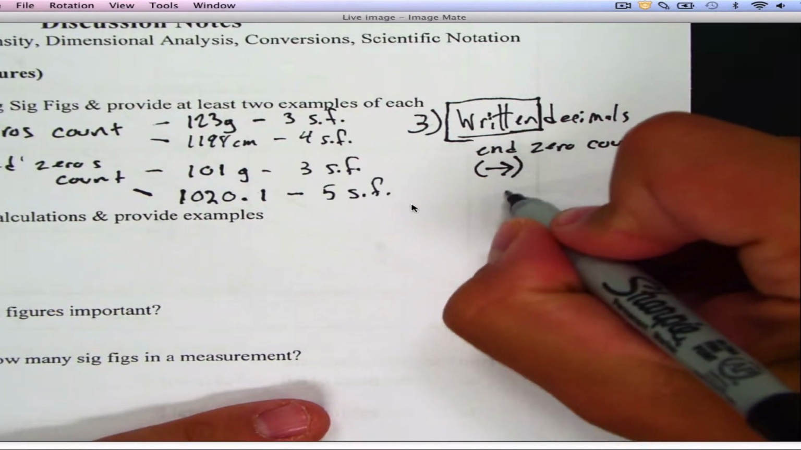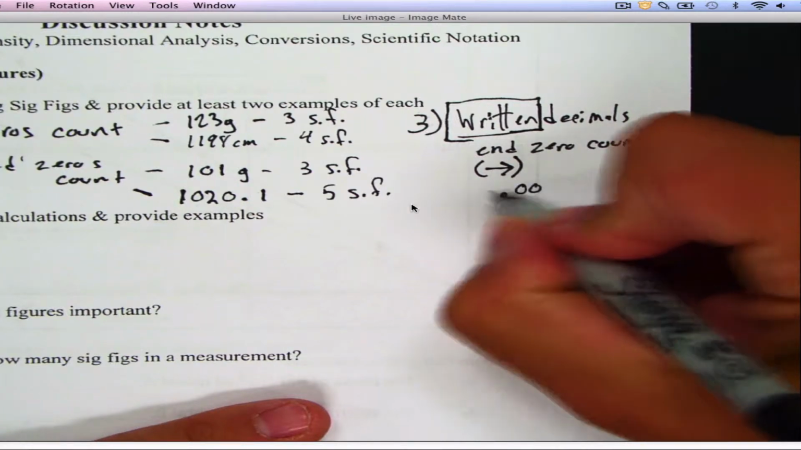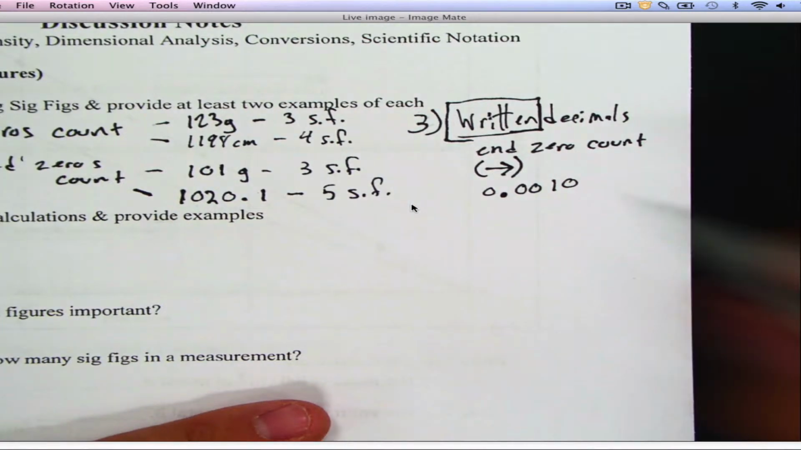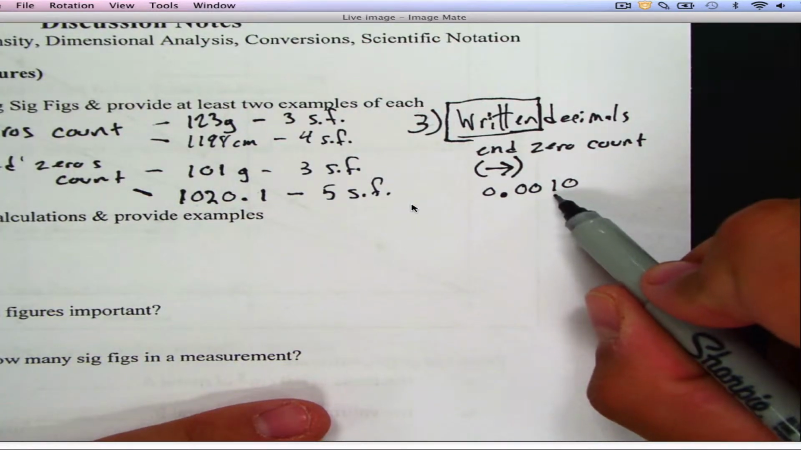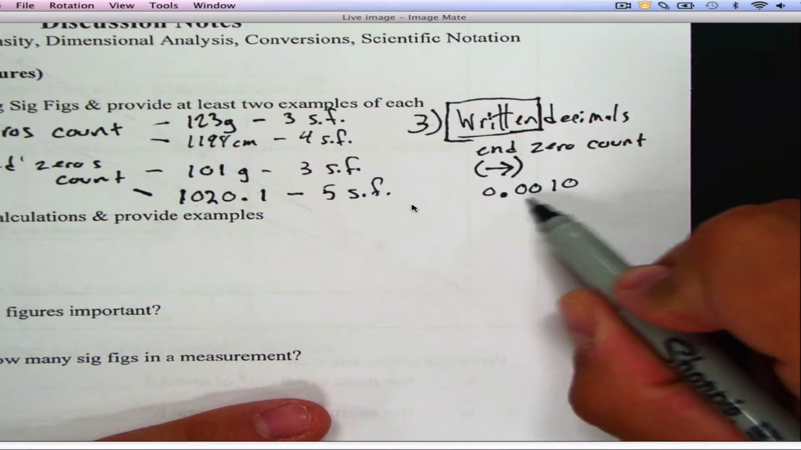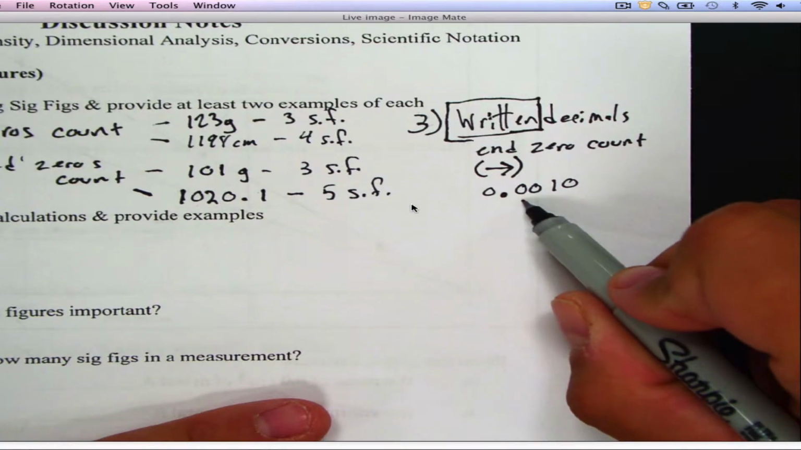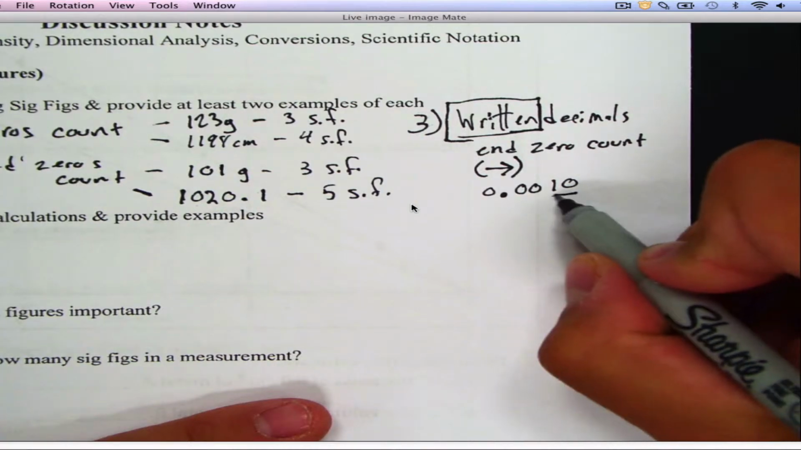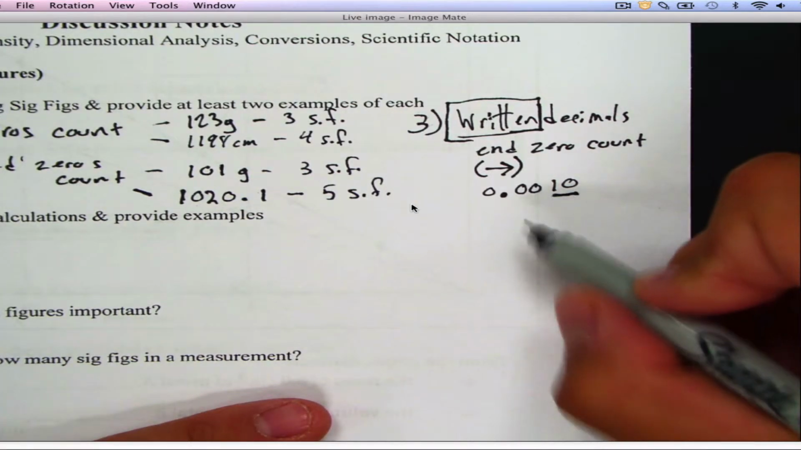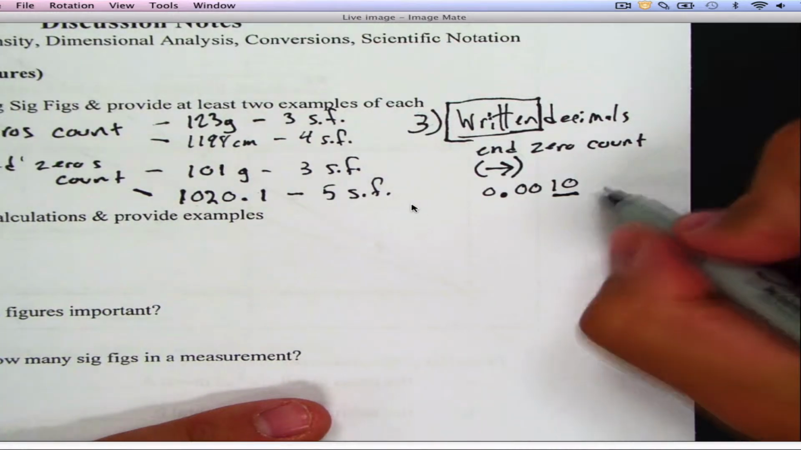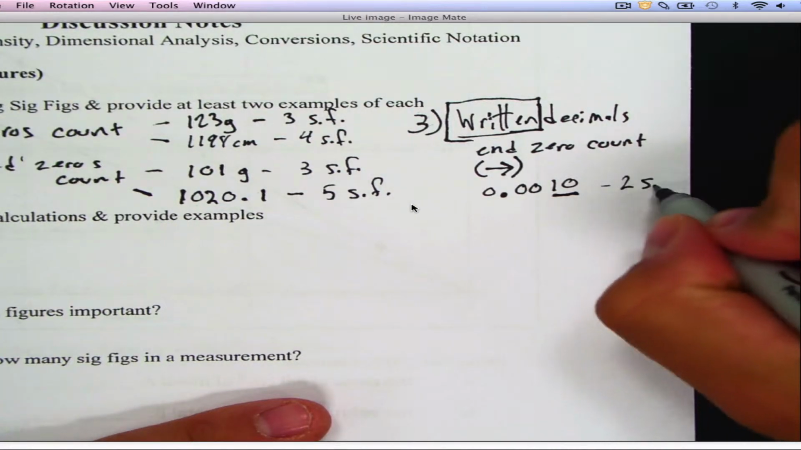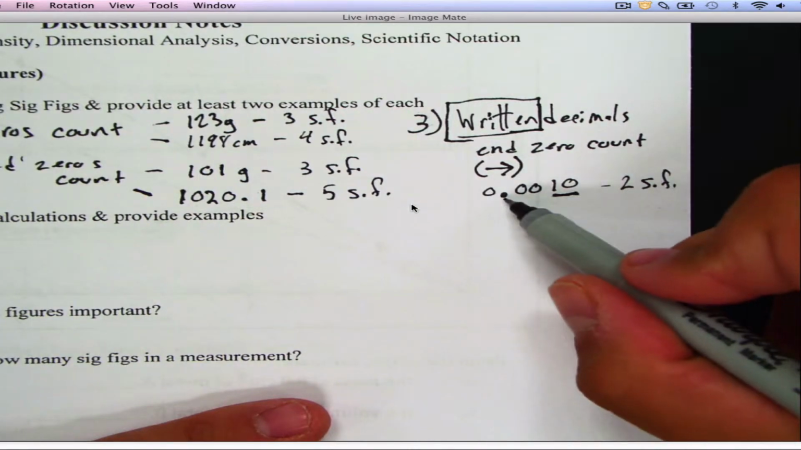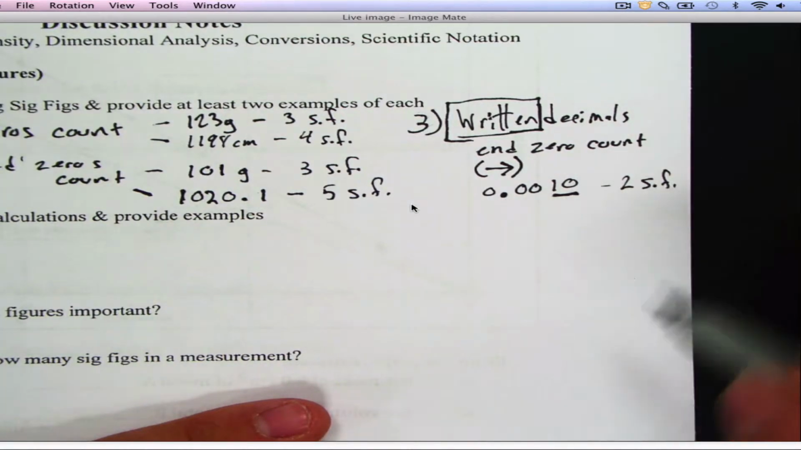So here's your example. 0.00, we'll put a 0 there too. 10. All right, we know that the 1 is a significant figure from rule 1, where all non-zeros count. These guys are in front of the number. This 0 is in back, or at the end. These 2 are significant. The rest are placeholders. They just tell you what you're measuring to. So there's only 2 significant figures for this one. All right, with a written decimal, the end zeros count.